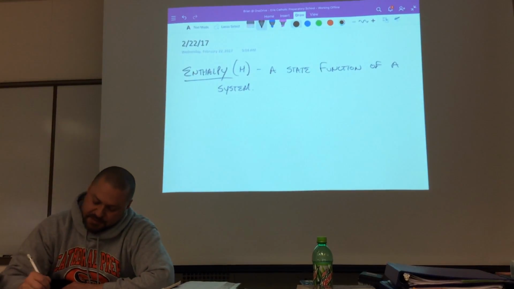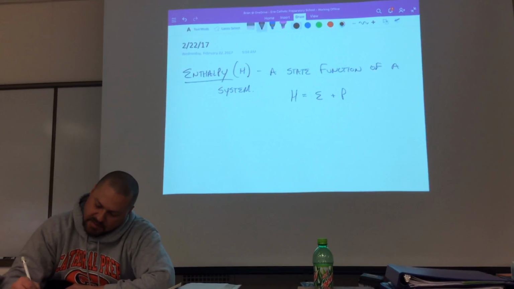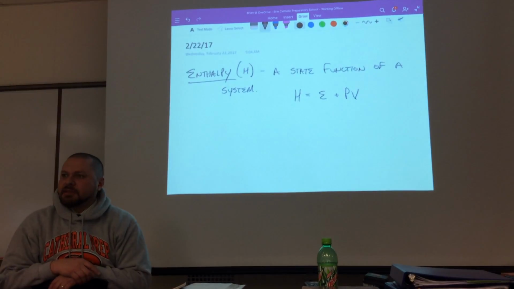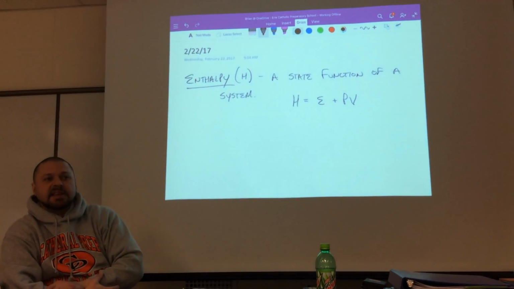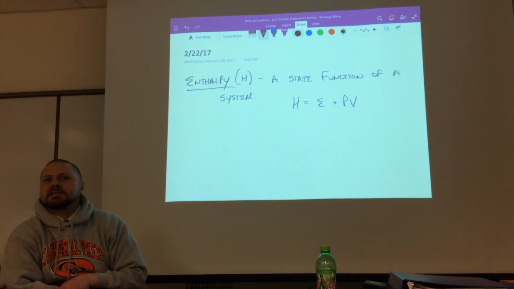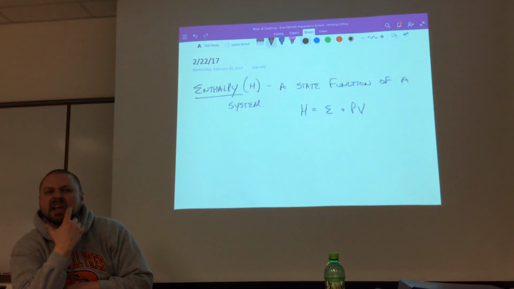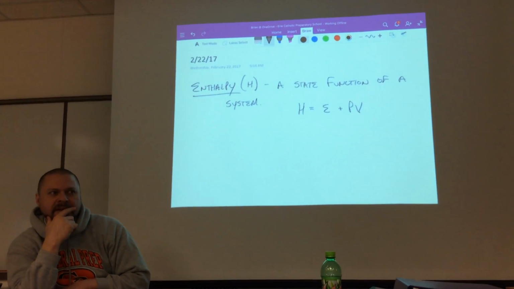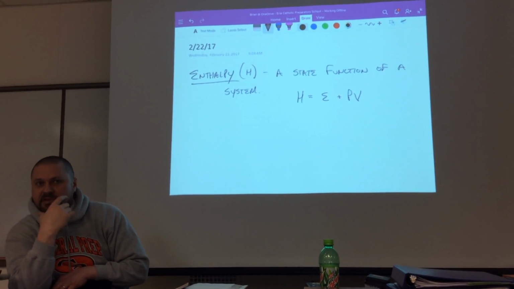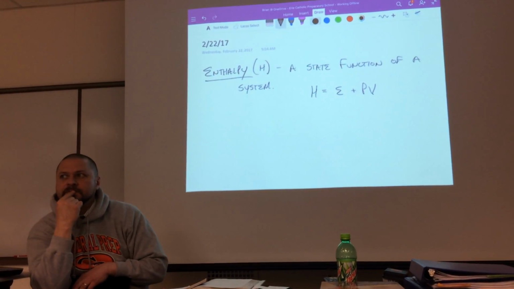And what it's actually equal to is H equals E plus PV. So H is enthalpy. What's E? Internal energy. And PV is pressure, volume, work. Now here's the problem though. Can we calculate E? No. So this concept of what is enthalpy is kind of confusing because we can't really calculate that E.